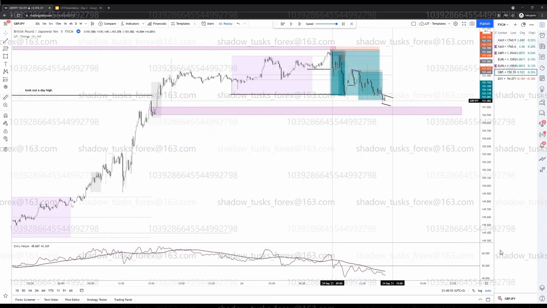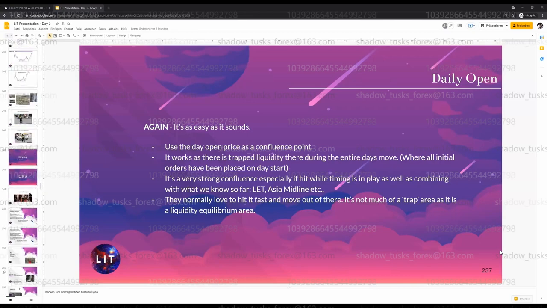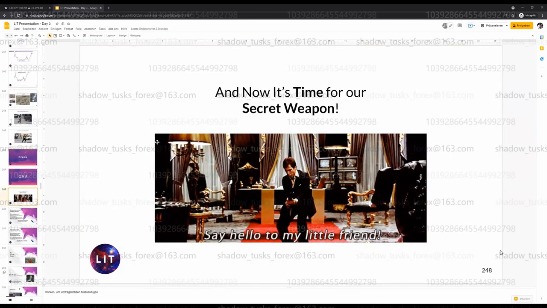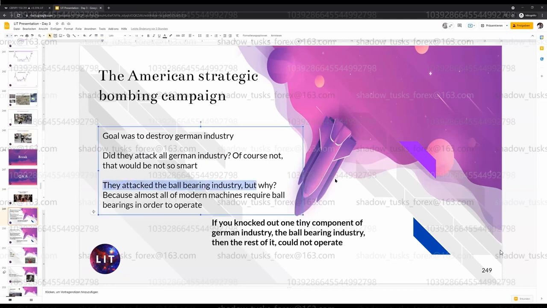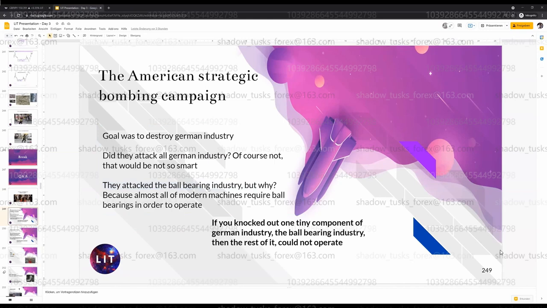So that brings us back to our slides, which is, now it's time for a secret weapon. I just gave you a little hint already. Say hello to my little friend. Again, you should not trade everything. Remember the example of the American strategic bombing campaign? They didn't go to the country and start throwing bombs all over. No. They picked a small fraction and focused on that. That's what you are going to do. You focus on the cleanest of the cleanest trades every single day.